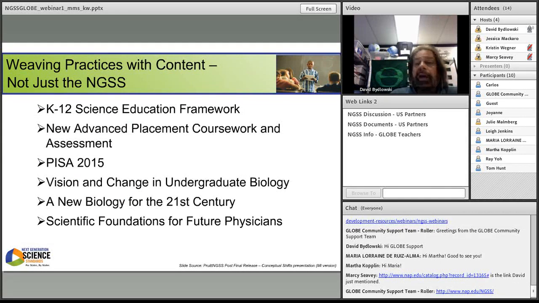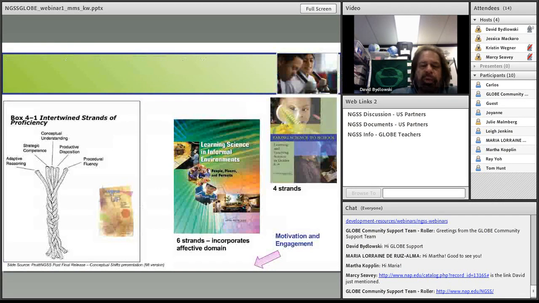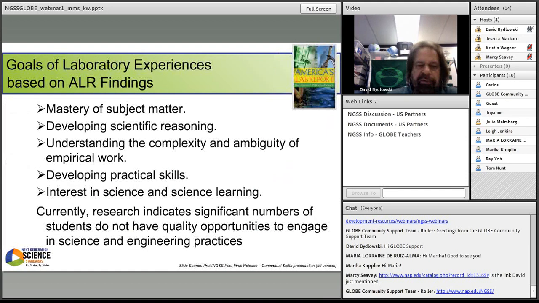The practices and the content that I've talked about have been supported by many different pieces of research and many different types of results, a few of which are listed here. And as I mentioned in the previous slide, where you have the intertwining of the practices, the cross-cutting concepts, and the core ideas, that's not a new idea either. That's come through science research as well, as you see in the intertwined strands of proficiency from Learning Science in Informal Environments and Taking Science to School. Taking the research that we've had in the past to develop the best practices of science education. And America's Lab Report is another document that's worth looking at. As you can see there, it exemplifies what we see in our next generation science standards.